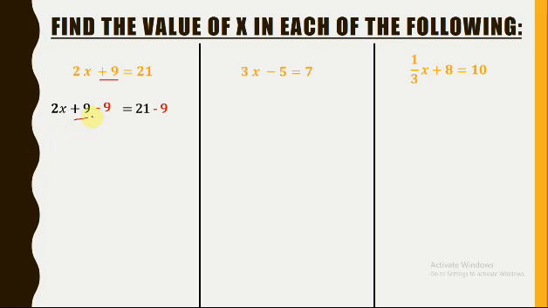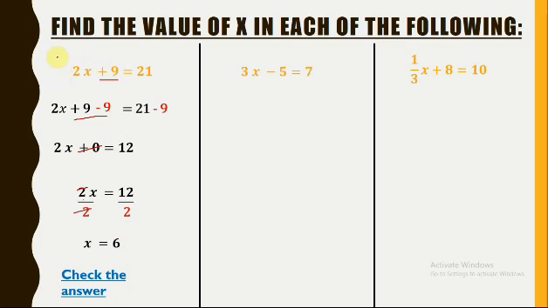Plus 9 and minus 9 will give me a 0 here. 2x plus 0 equals 12. 2x equals 12. We have a problem in the multiplication. Use division. Divide by 2 in the left side and divide by 2 in the right side. Here is the 2 and here is the 2. I have the x alone. X equals 6. Check your answers. We are not finished. Check your answers.